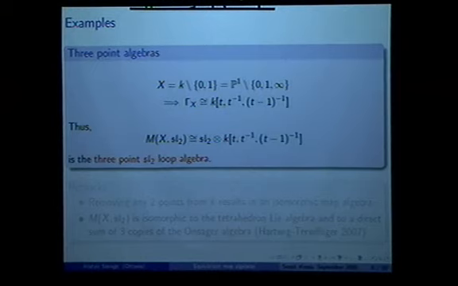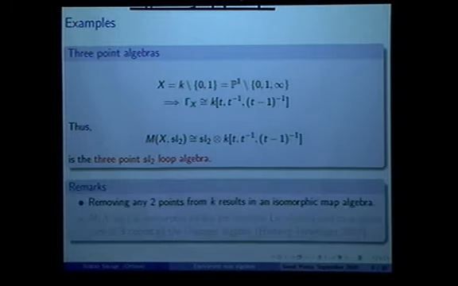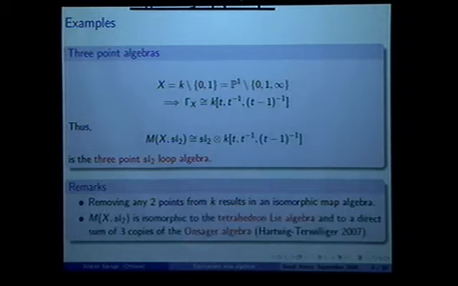So some remarks about this example. Removing any 2 points from your field gives you an isomorphic map algebra. So really it only depends on how many points you're removing. And this Lie algebra that you form in this way is isomorphic to what's called the tetrahedron Lie algebra. So that's an example of these map algebras. And it splits into a sum of 3 copies of what's called the Onsager algebra, which I'll describe in more detail a little bit later. So we have lots of examples of these map algebras. This is some general construction that generalizes a lot of Lie algebras that people study for various reasons.